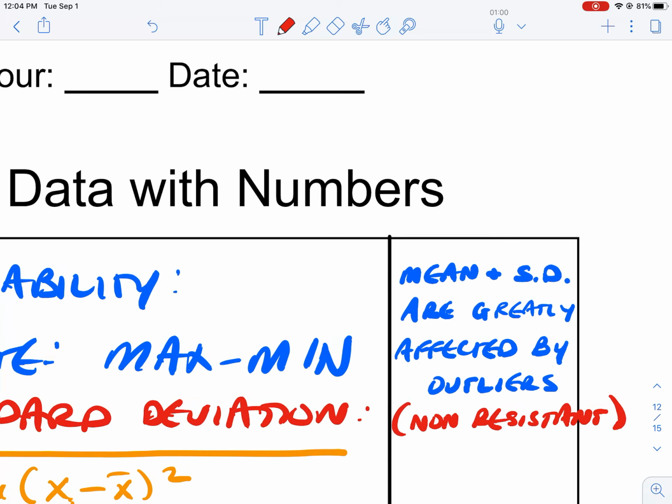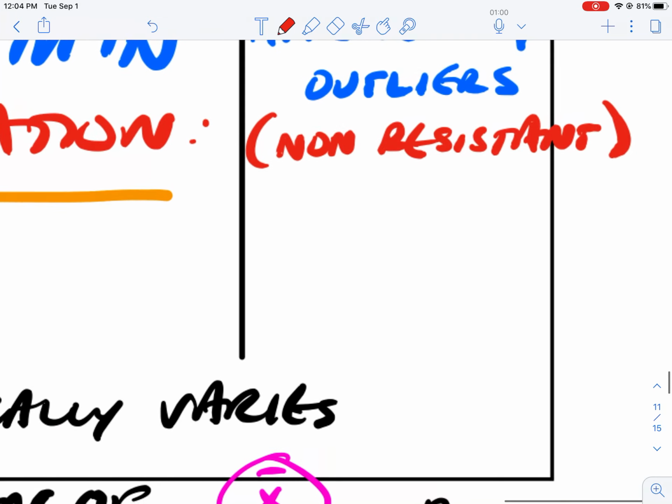So they are non-resistant to outliers, meaning if you have an outlier in a data set, your mean and your standard deviation are going to be pulled in the direction of that outlier.